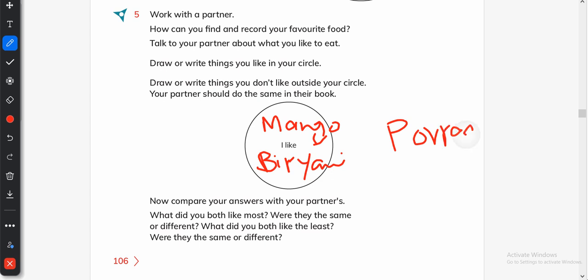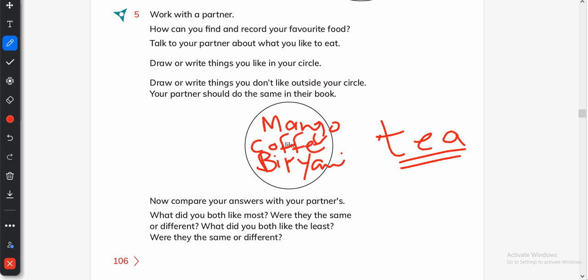So I will write porridge out of the circle. I think I didn't write the correct spellings of porridge. It has a DGE. I'm not sure, so let's remove it. What else I don't like? I don't like tea. I never took tea in my life. So, yes, I can write coffee inside the circle because that's my favorite.